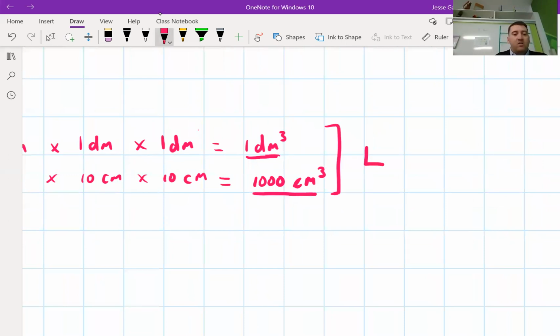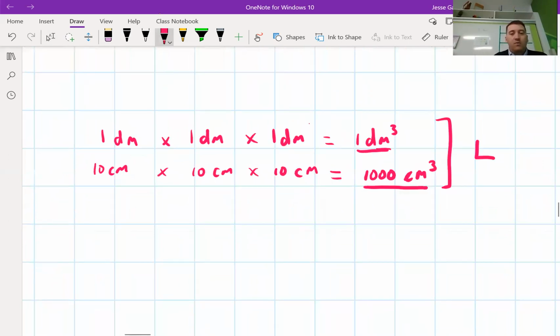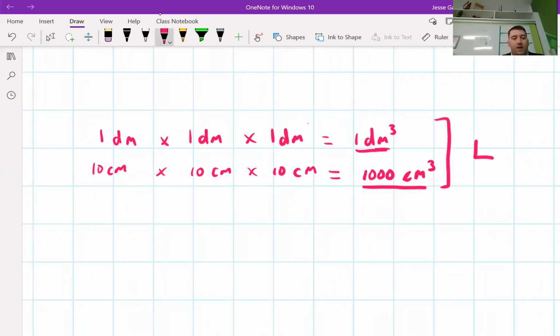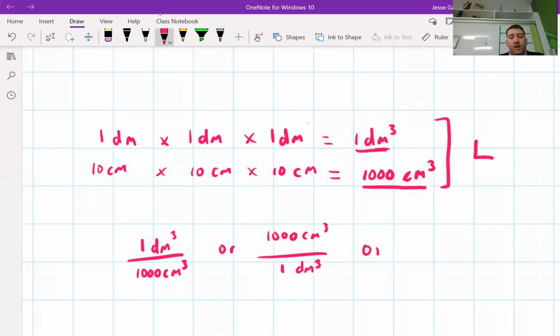Now, a nickname for either of these things is a liter. So a liter is 1000 centimeters cubed or a decimeter cubed, all right? So for every 1 dm cubed, there is 1 liter, or 1 liter for every 1000 cm cubed. Okay, so liter can be used interchangeably with these things: 1000 cm cubed for a liter or 1 decimeter cubed for a liter.